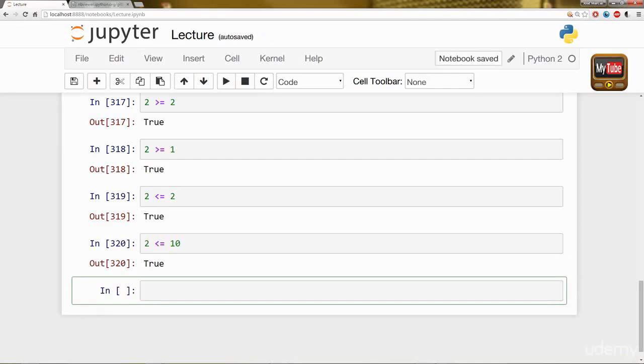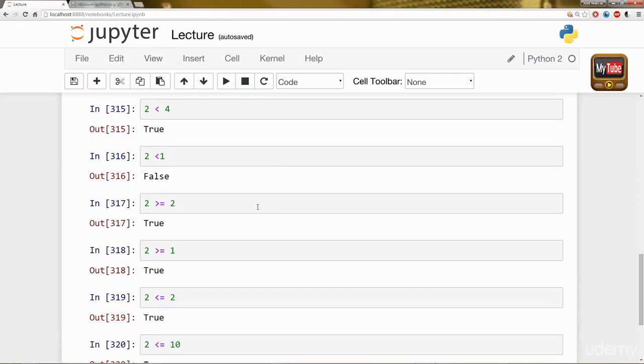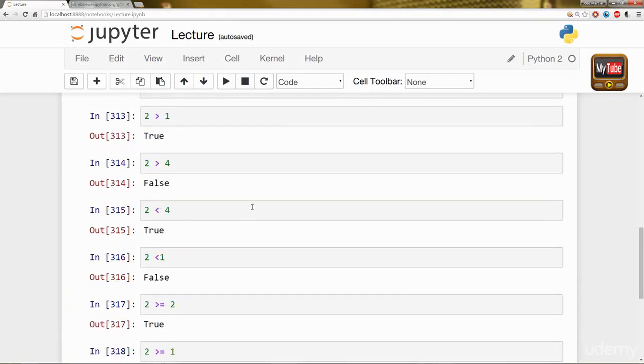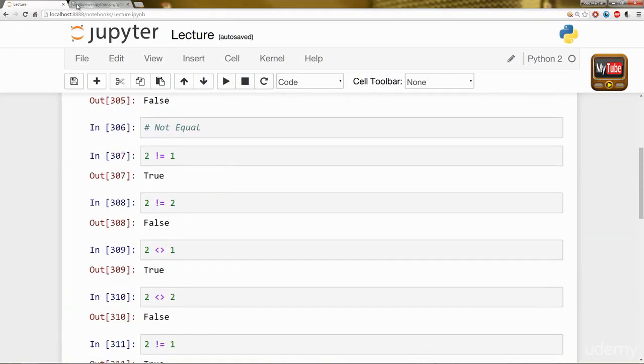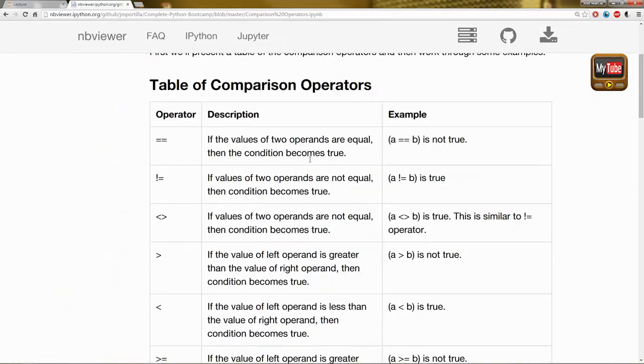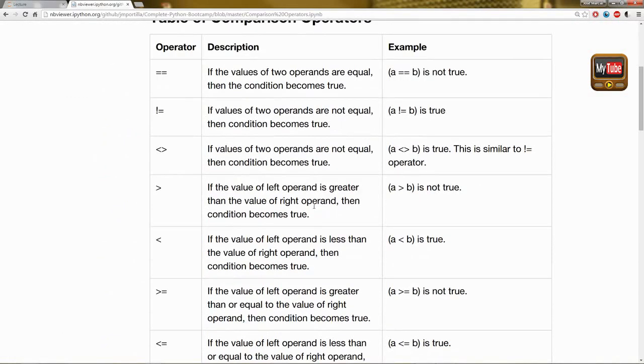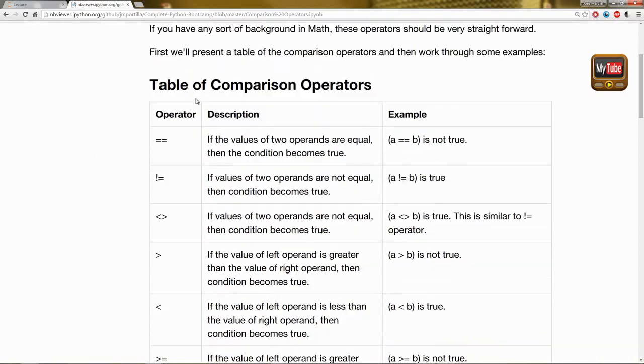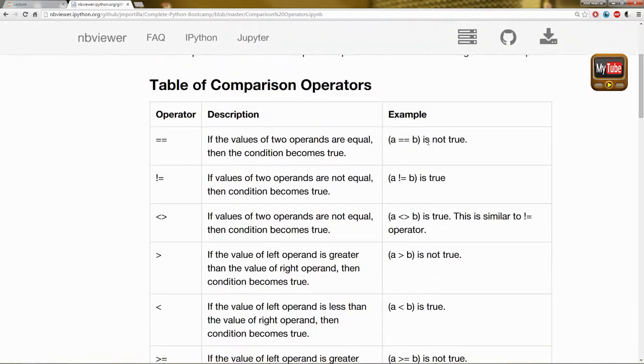Hopefully that was pretty straightforward. If you have any sort of math background or basic math, these greater than or less than operations should just pretty much make sense. If you have any trouble with it, you can always go back to this Jupyter notebook and read the table in more detail in case you need any refreshers on what these comparison operators do.